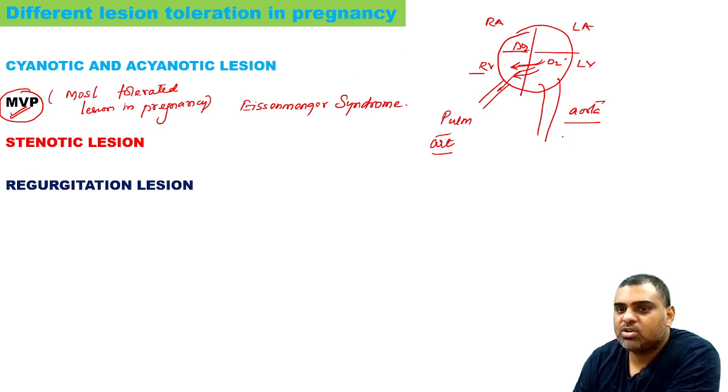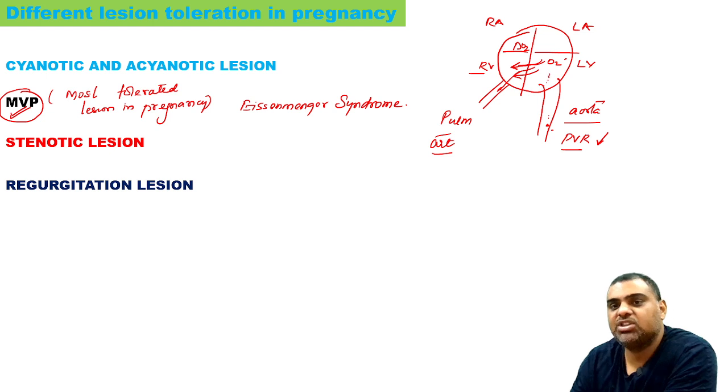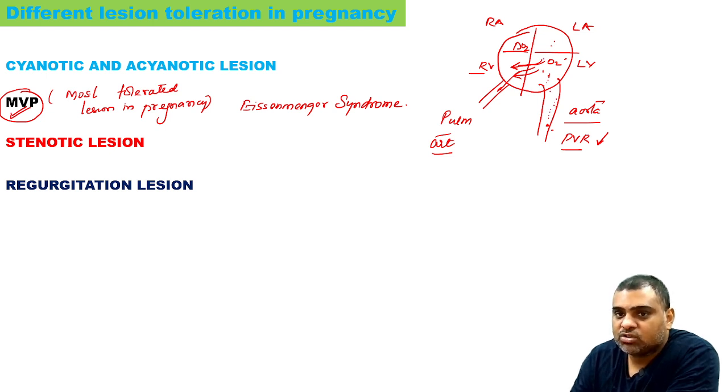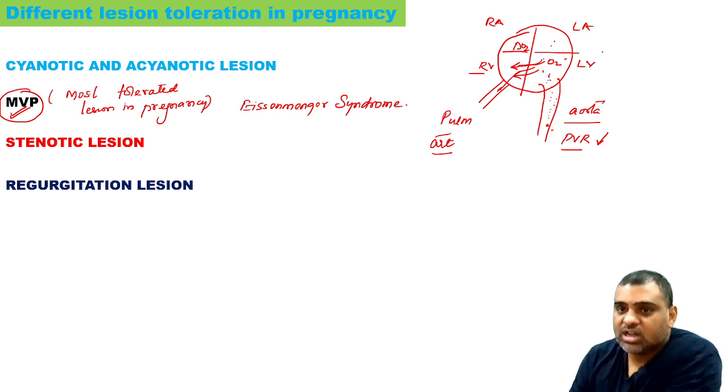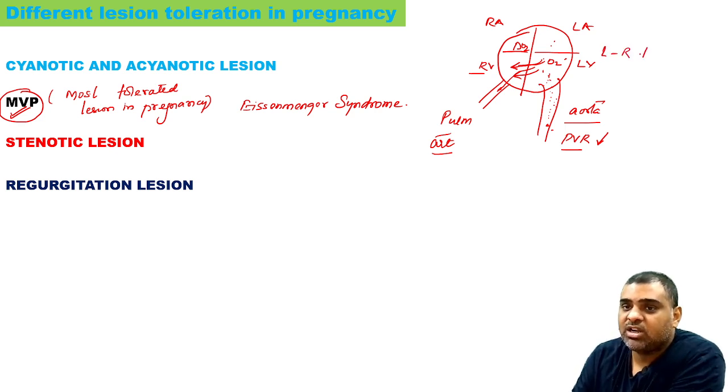In pregnancy, because of the progesterone, peripheral vascular resistance decreases. So there is decreased pressure in the aorta. Normally the left side pressures are more, so there is left to right shunt. Now there is decreased pressure in the aorta, and that will be transmitted to the left ventricle. So what will happen? The left to right shunt will decrease.